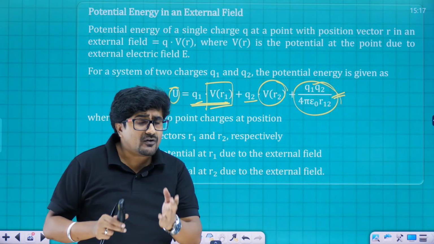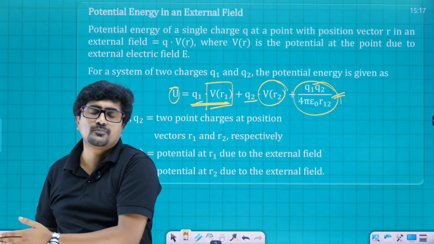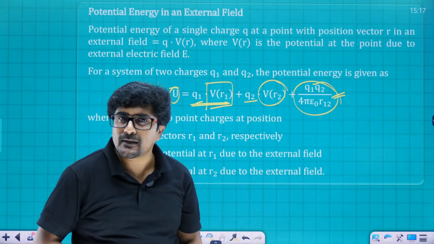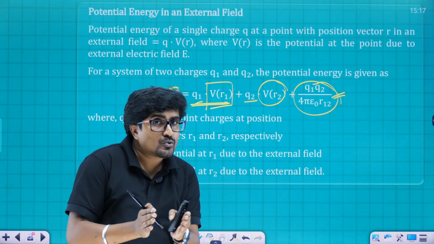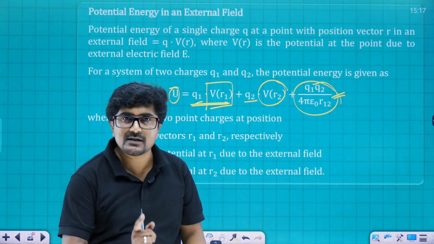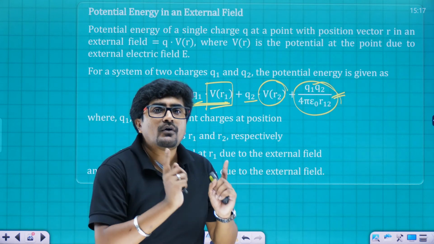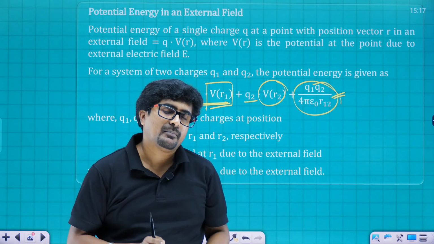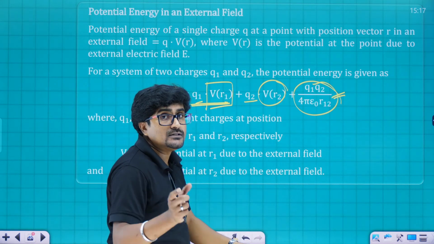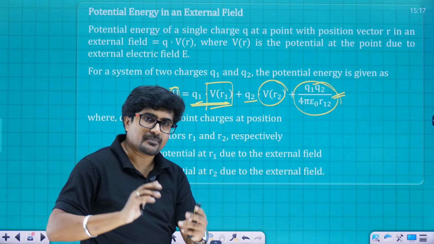I repeat, V1 was the electric potential where the charge Q1 was located, V2 was the electric potential where the charge Q2 was located. Then the total electrostatic potential energy of the system in an external electric field is V1 into Q1 plus V2 into Q2 plus 1 divided by 4 pi epsilon naught Q1 Q2 divided by R12. That means it includes the electrostatic potential energy of the individual system where the two charges were considered separately.